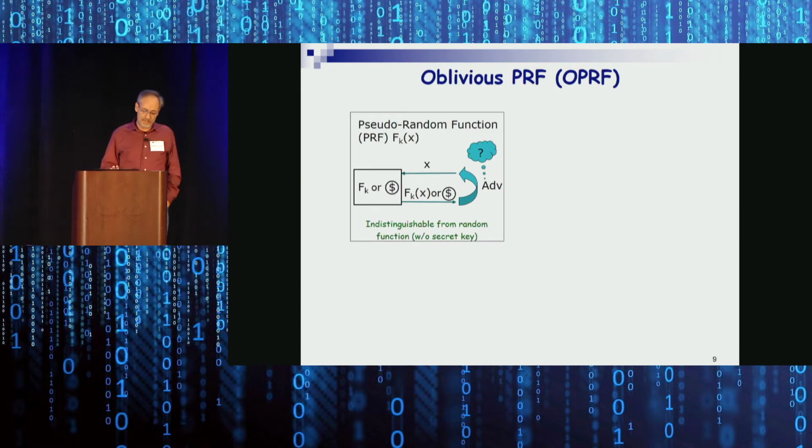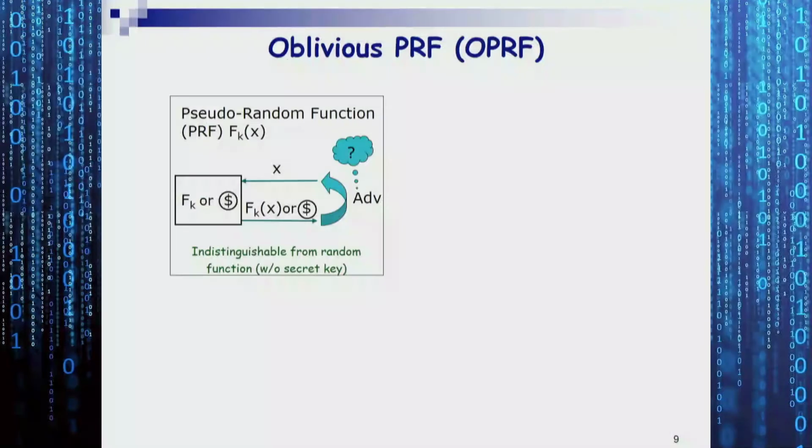For that, I need to first introduce this notion of oblivious PRF that some of you may be familiar with. Anyway, the PRF, or pseudo-random function, is a keyed function that is indistinguishable from a random function for anyone that doesn't have the key.